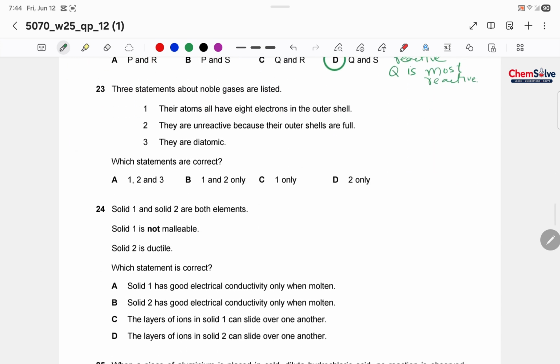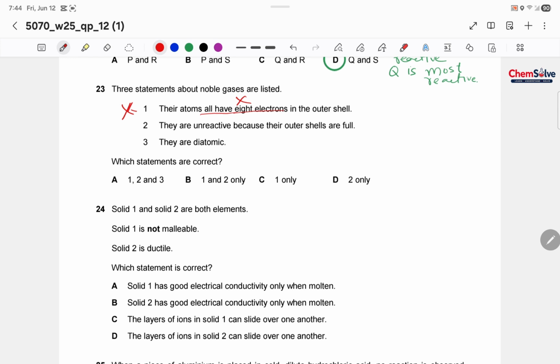Okay. Now question number 23. The statement about the noble gases are listed. Their atoms all have 8 electrons in their outer shell. No, this statement is wrong. Not all have 8 electrons. Helium is the one which has 2 electrons. So this statement is incorrect.